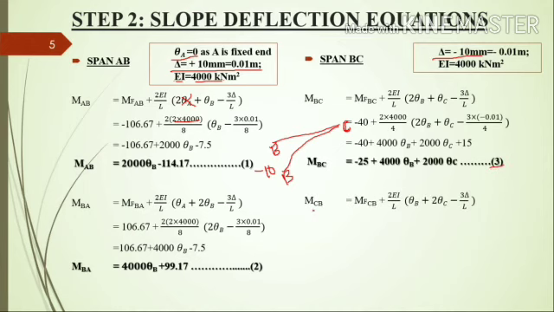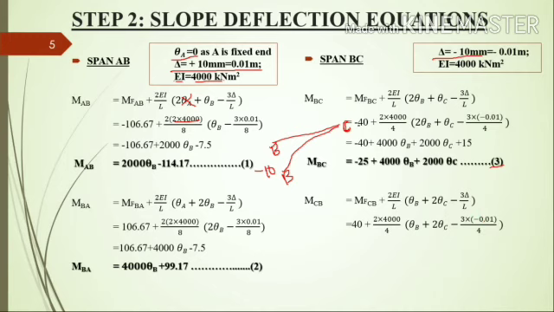Then the fourth one, MCB is equal to M of CB plus 2 EI by L into theta B plus 2 theta C minus 3 delta by L. The value of M of CB is 40, EI is 4000 and length of the span is 4 meter, into theta B plus 2 theta C minus 3 delta by L. Here also the delta is equal to minus 0.01 meter.